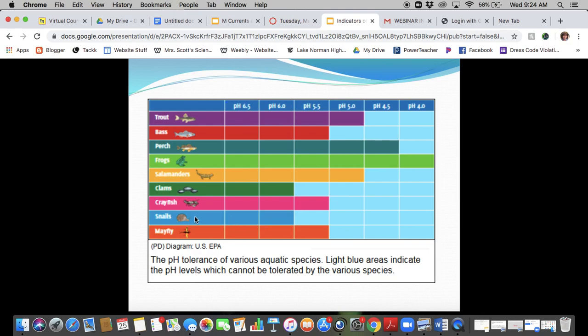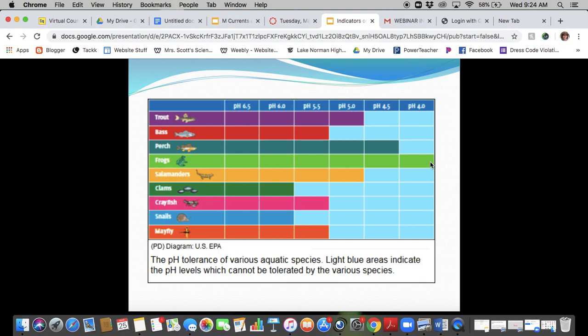acidic, super acidic water, things like snails and clams, all right? You might say, well, frogs can survive. That's really cool. Frogs can survive if the pH is down to 4. Okay, let's say that the pH does get that low. The pH of the water does get down to 4.5 or 4. All right, the frogs are okay.